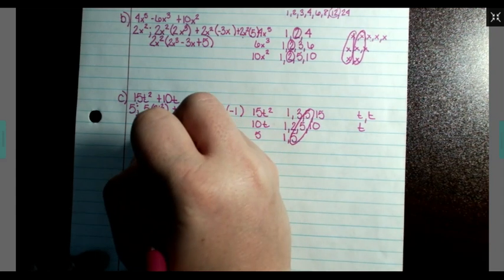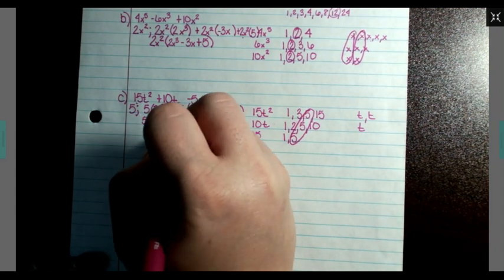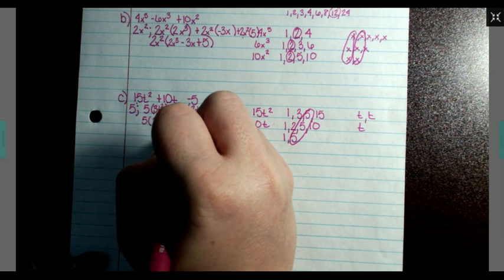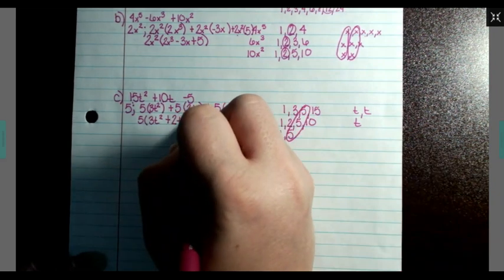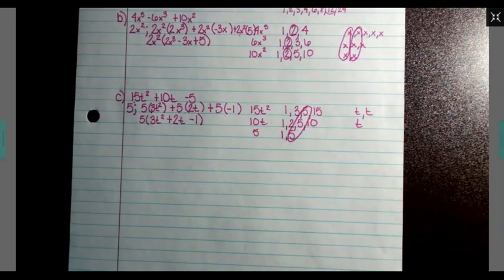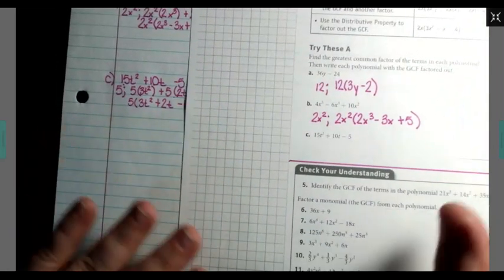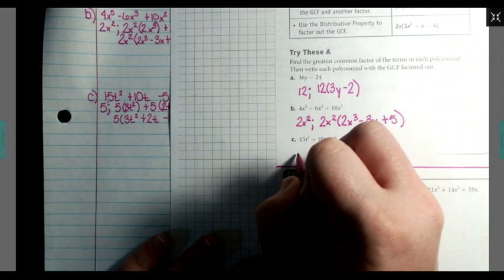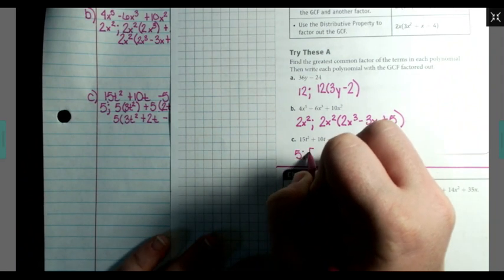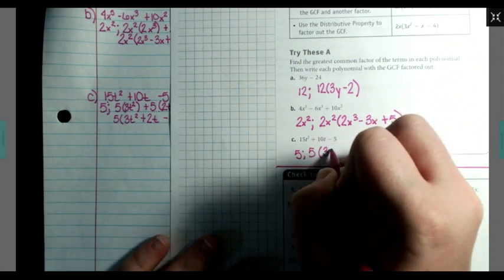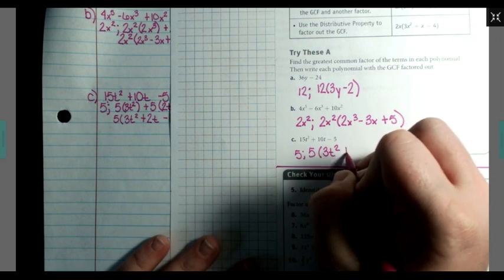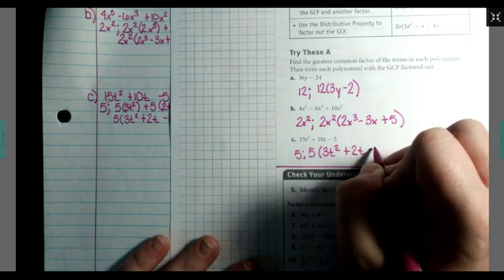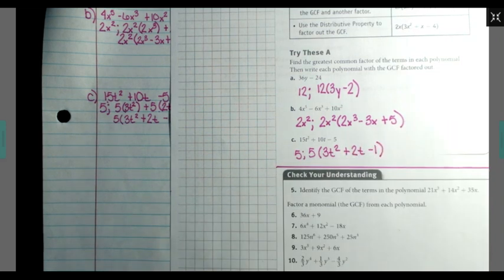So I have 3t squared plus 2t minus 1. So I'm going to move my answer over to my document. Okay, that was 5. So it's going to be 5 times 3t squared plus 2t minus 1.